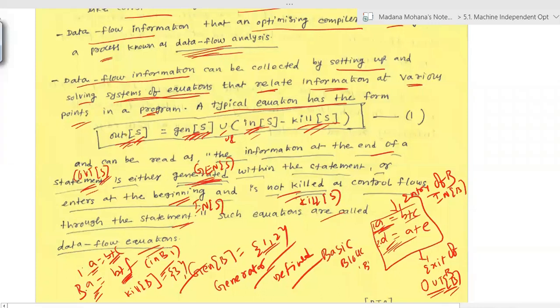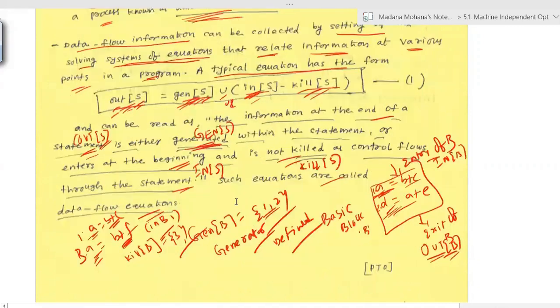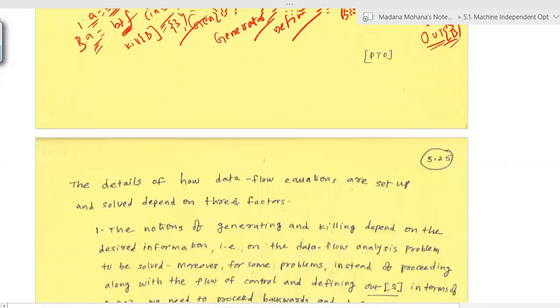So the end of that block or statement is out. Then the beginning of that block is called in. Then generated means defined in that block, then minus kill, not killed as control flows. Here we clearly mentioned how to find gen and kill. How to find in and out, we will discuss while solving data flow equations.